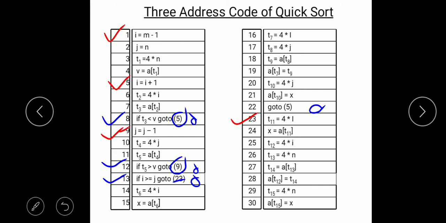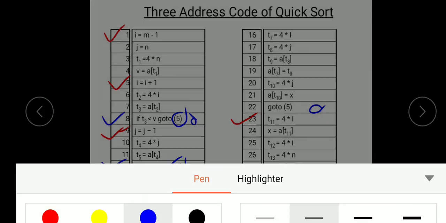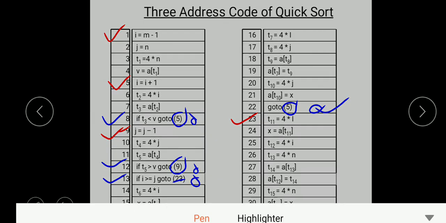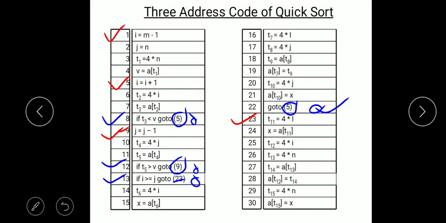Again look at one more go to here, and what is the target? 5. So 5 would be a leader statement, and you can see we have already made 5 a leader statement. So you can mark it again, otherwise you don't need to mark it again because we have already made it a leader statement. And what about rule number 3?